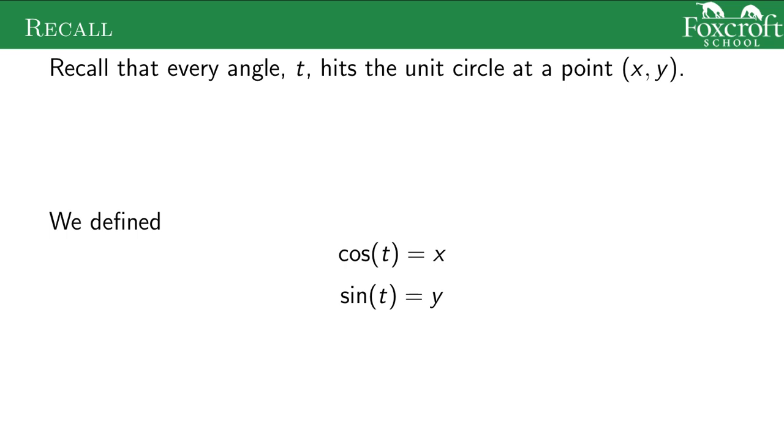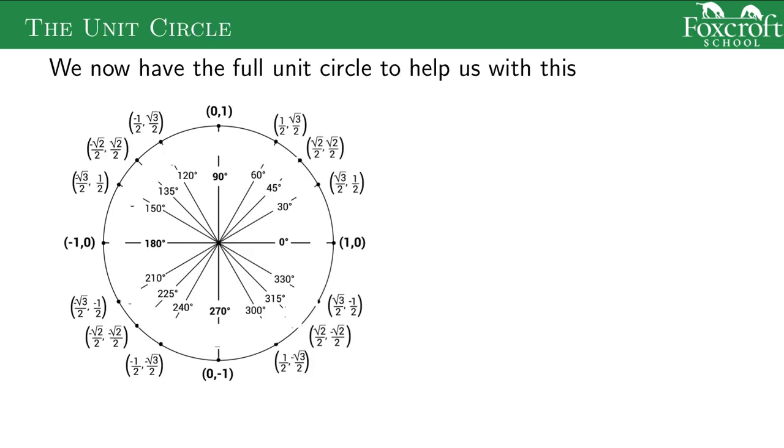Recall that if we have our unit circle, we have our angle t, wherever it is, that hits our unit circle in a point, and the x value is cosine, the y value is sine. So that's the new definition for sine and cosine we have. That's not SOHCAHTOA. Cosine is x values, sine is y values. But we have the full unit circle now to help us with this.